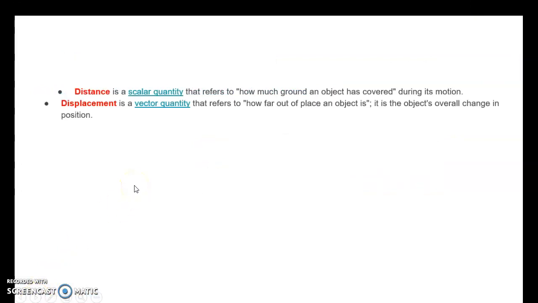So, the first two terms are distance and displacement. Distance is a scalar: how much ground an object has covered during its motion. Displacement is a vector, and that is how far out of place an object is. It's the change in position of an object, from where you start to where you finish, while distance is total ground covered. Displacement isn't how far you've walked, it's how far you finished from where you started. Those are two terms that come up again and again, and you have to be able to differentiate between the two. So I have some examples here.